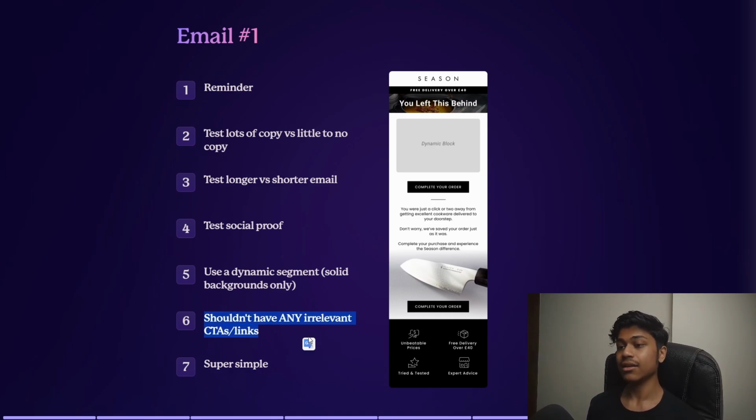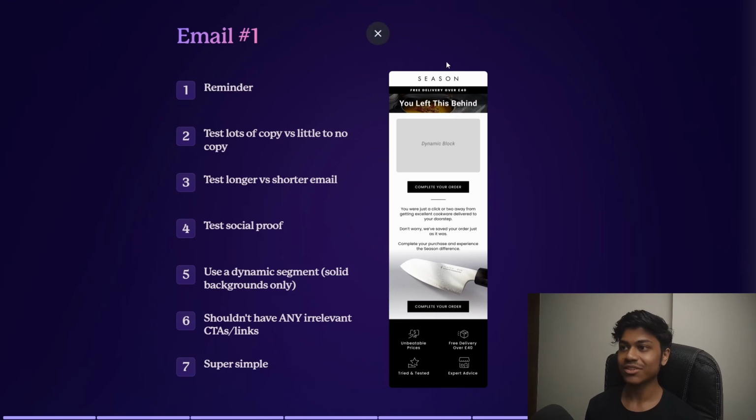Shouldn't have any irrelevant CTAs and links. This is super important. I see a lot of people going wrong here. They might have a header here, they might have a footer here, they might have something else. No, the first email should only focus on taking them to the checkout page, right? Do not want to do anything else with that, the first email. So there should be literally no other link.